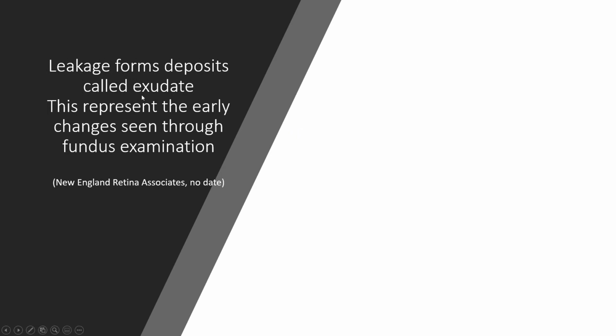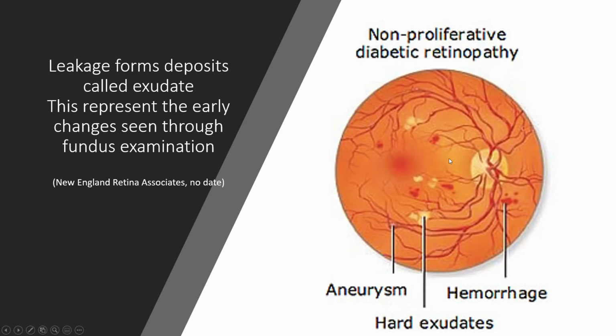Here, the deposits that result from the leakage in the retina are called exudates. Here are the early deposits in the retina. At this stage, the medical terminology is non-proliferative diabetic retinopathy, which represents the early stage of diabetic retinopathy. And here you can also see aneurysms and bleeding or hemorrhage, and the main feature is that exudate is distributed in the retina. This is a picture seen with eye examination or dilated fundus examination.